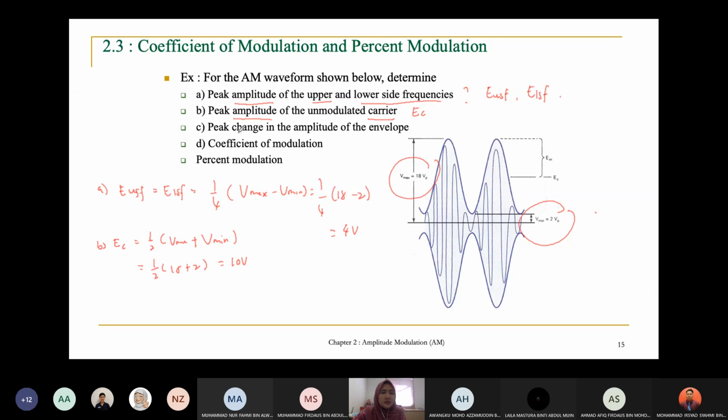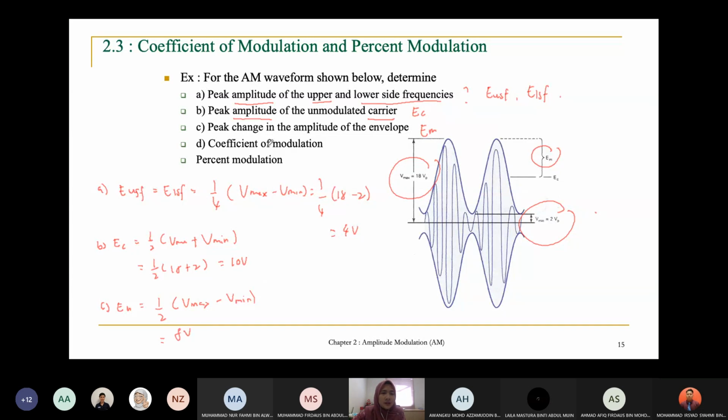And C asks you to find the peak change in the amplitude of the envelope. What is meant by peak change in the amplitude of the AM envelope? This question actually asks you to calculate EM. We also call EM the peak change of the amplitude of the AM envelope. So EM is equal to 1 over 2 of Vmax minus Vmin. Don't get confused between EC and EM. This is plus, this is minus. You put in the values, you should get the answer equal to 8. Okay, correct. 8 volt.